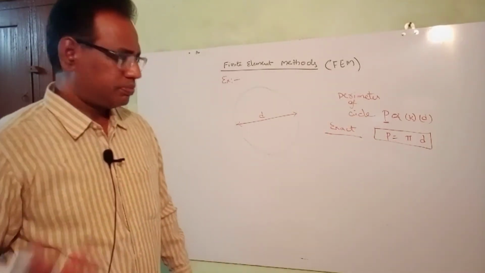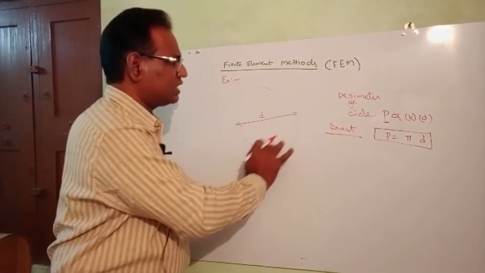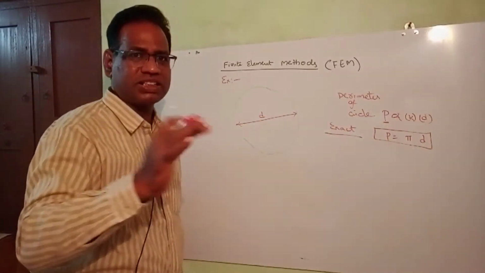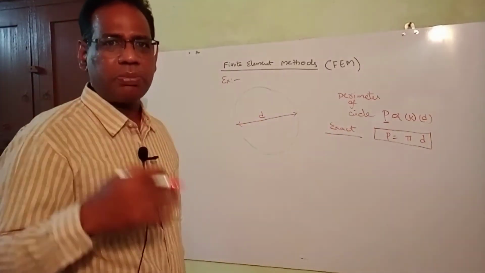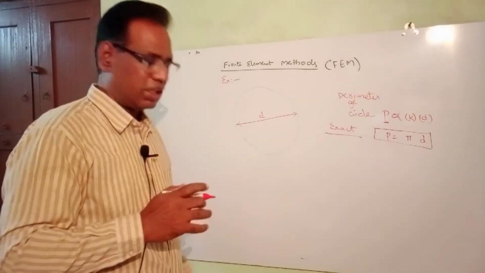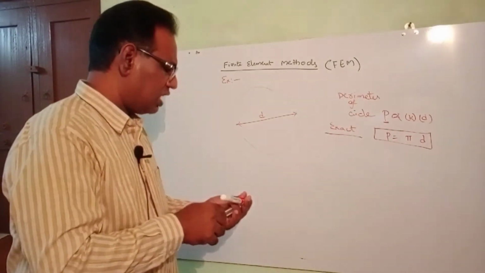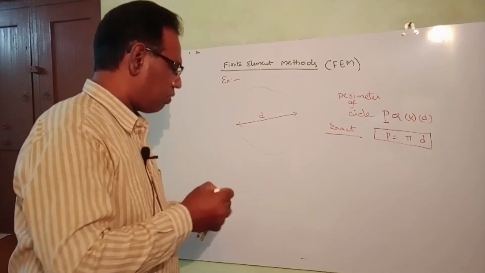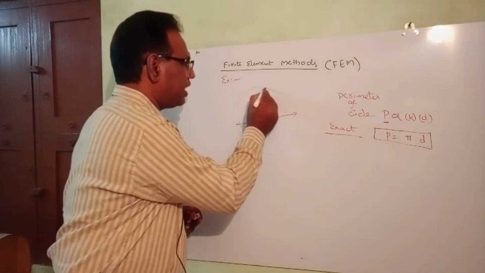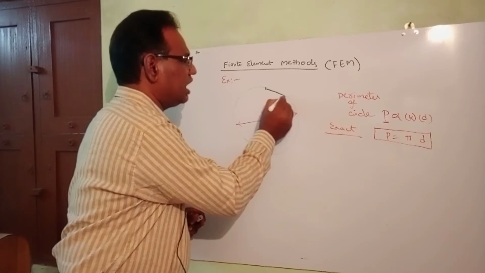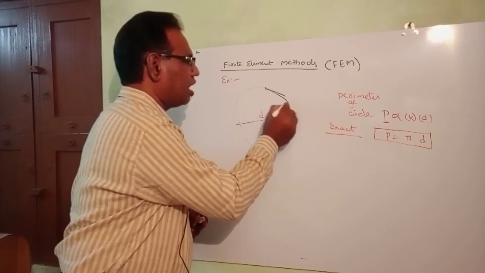Now it is standardized that the exact solution for the perimeter of the circle is p equal to pi d. If you want to predict the same exact solution with the finite element method, it's not at all possible, because the finite element method will give only an approximate solution. So what is the procedure to calculate the solution? I am dividing the circumference of a circle into a number of known shapes.